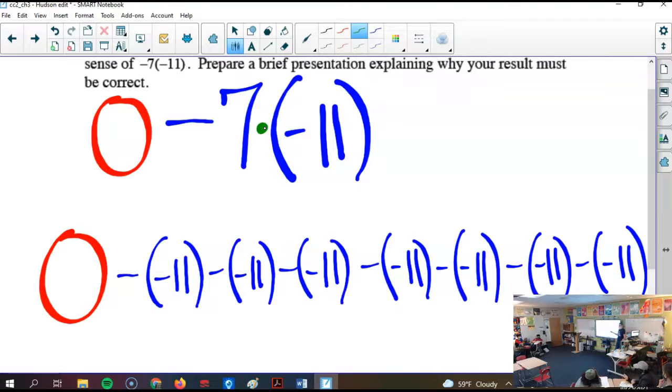Take away negative 11, take away negative 11, take away negative 11, take away negative 11. What do you need, Mr. Smith? Right here. We're looking everywhere but where they were. Yeah. You needed 1B? Nah, I don't even teach 1B.